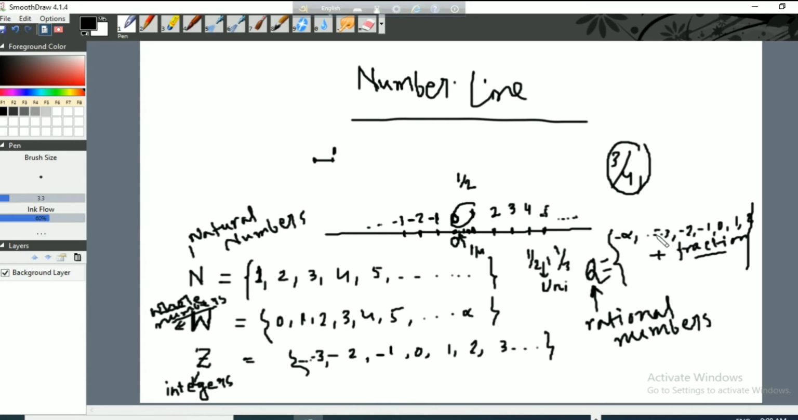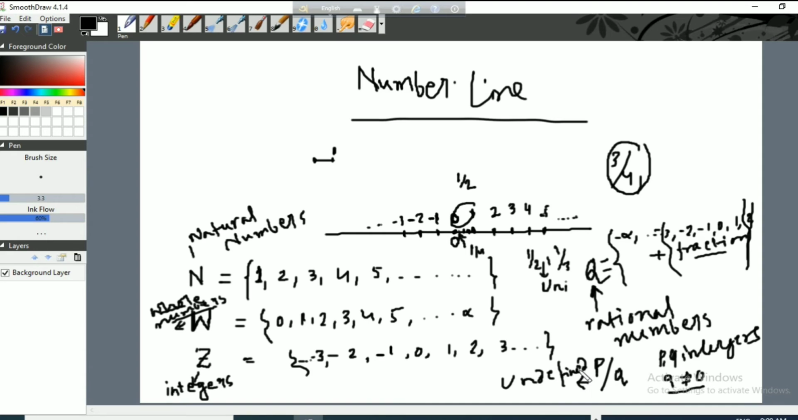and these numbers, rational numbers, can be represented by this form P by Q, where P and Q both are integers and Q not equal to 0. Why Q not equal to 0? Because any number by 0 is undefined. This is not infinity, this is undefined.